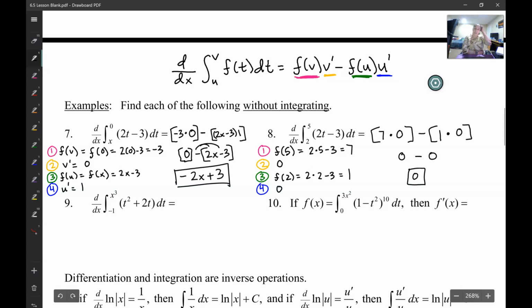Now, this answer of 0 should make some logical sense because this is a definite integral with numbers, which we learned from our last lesson. The answer to that is just going to be a number because I'm just taking the signed area from 2 to 5. And if I take the derivative of a number, that's going to be 0.